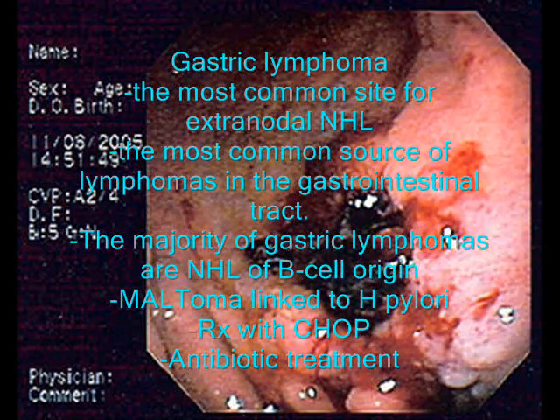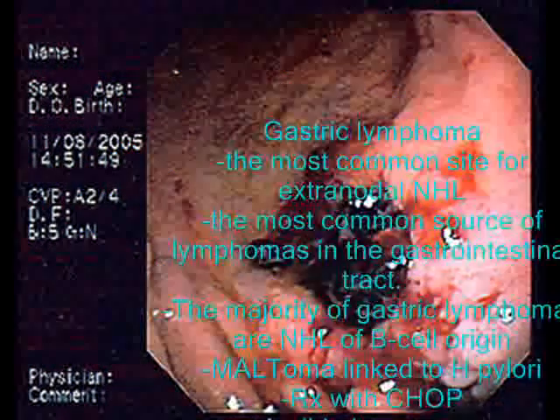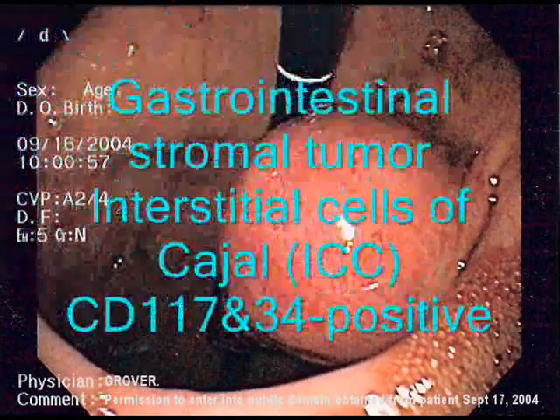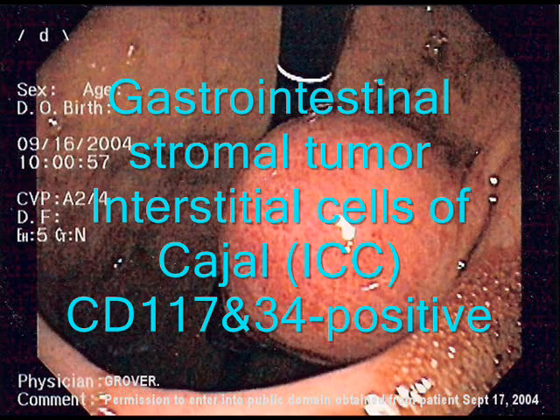Gastric lymphoma is the most common site for extranodal non-Hodgkin lymphoma, and the majority are of B-cell origin. Treatment is the CHOP regimen, and antibiotics, especially for MALToma related to H. pylori. The benign tumor, gastrointestinal stromal tumor, arises from the interstitial cells of Cajal, and is positive for CD117 and CD34.